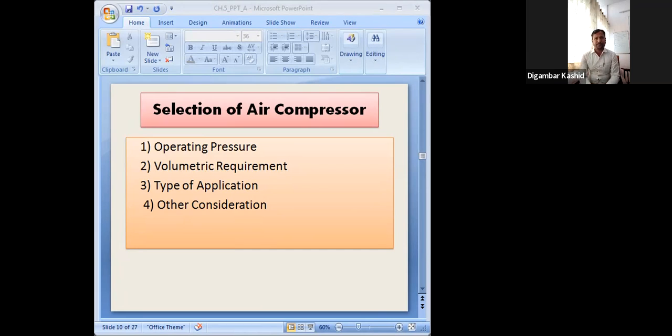Now the most important point is, while selecting the air compressor, which parameters we should consider. So for the selection of the air compressor, we have some parameters, and I will explain about that.